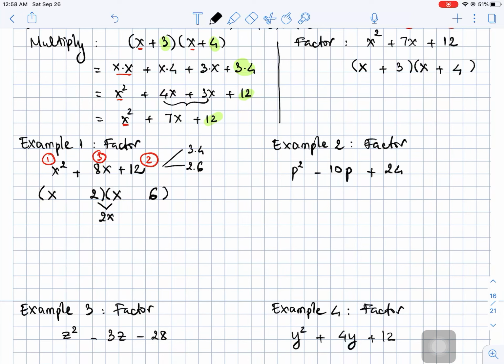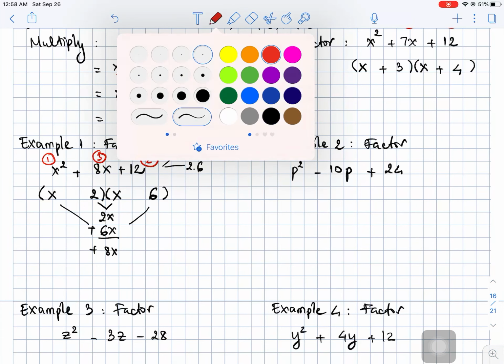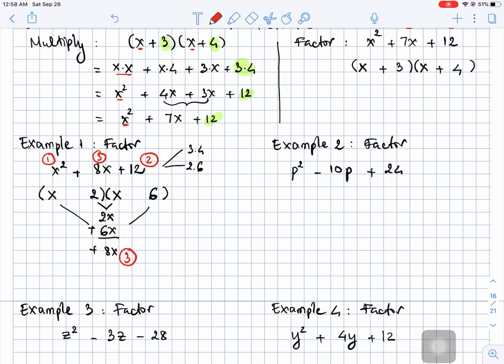And now we multiply inside and inside, and outside, so 6x. Now we add them up, and we get 8x, and that is step number 3, matching step number 3. So we should have plus for both 2 and 6.